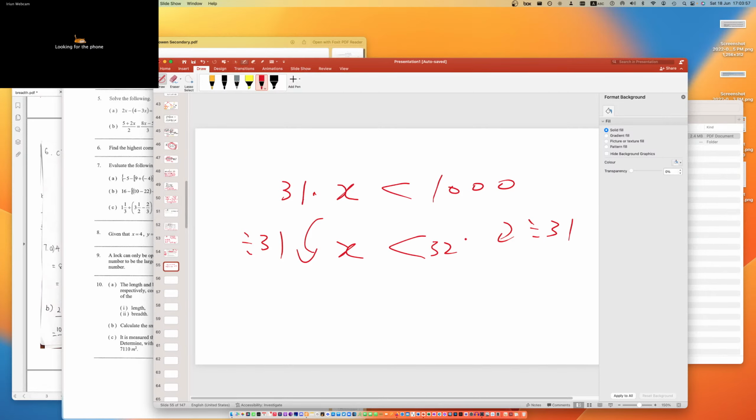32 and 8 over 31. Okay, good. So basically this is the answer. I don't need to switch the sign because it's not a negative number. I mean, I never divide by a negative number.